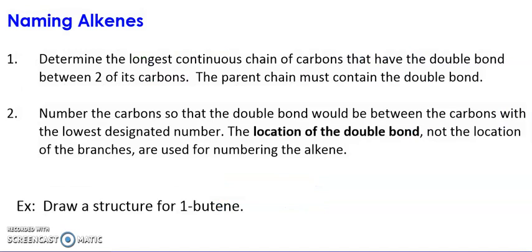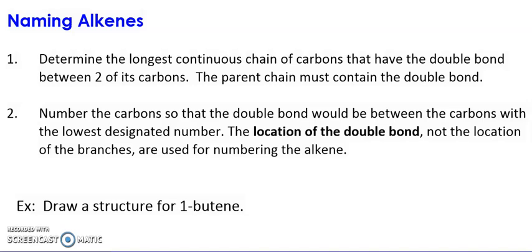So when it comes to naming alkenes, you determine your longest chain that has the double bond between the carbons. So the parent chain, your longest chain, you have to count it with the double bond in it. So even though you may have a longer chain of carbons total, if that longest chain doesn't contain your double bond, it is not your parent chain. You number the carbons so that your double bond would have the lowest number. I always kind of think of the bonds as being numbered more than just the carbons. So location of your double bond is more important in terms of being the lowest number than your branches.